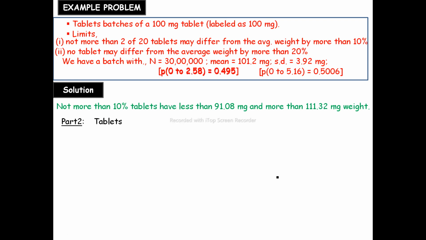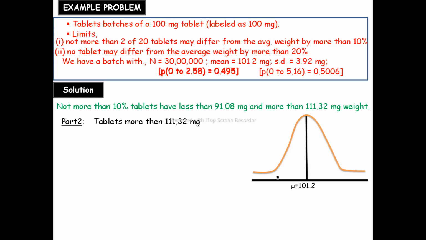Similarly, we'll calculate for part 2. Part 2 means the tablets that have weight more than 111.32 mg. Again, we'll make this bell-shaped curve. So mu is 101.2 mg. Now, what is the weight we are expecting? That is 111.32. Is it less than the mean or more than the mean? Yes, it is more than the mean, so we need to make a line approximately anywhere on the right hand side. Why the right hand side? Because the value is more than the mean value.